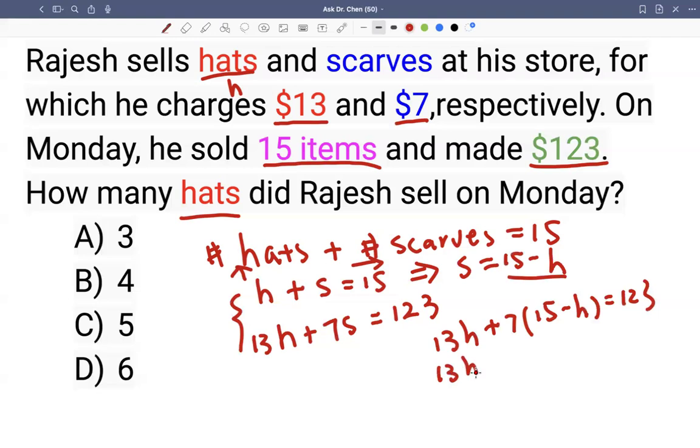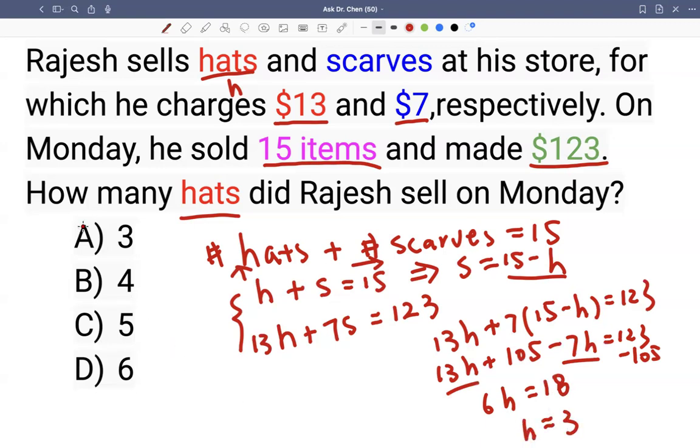Now 13H plus 7 times 15, which is 105. Then minus 7H equals 123. Combine like terms, 13H minus 7H, so we have 6H. Then subtract 105 from both sides, and we get 18. Then divide by 6 on both sides, so H equals 3. So the answer is 3.